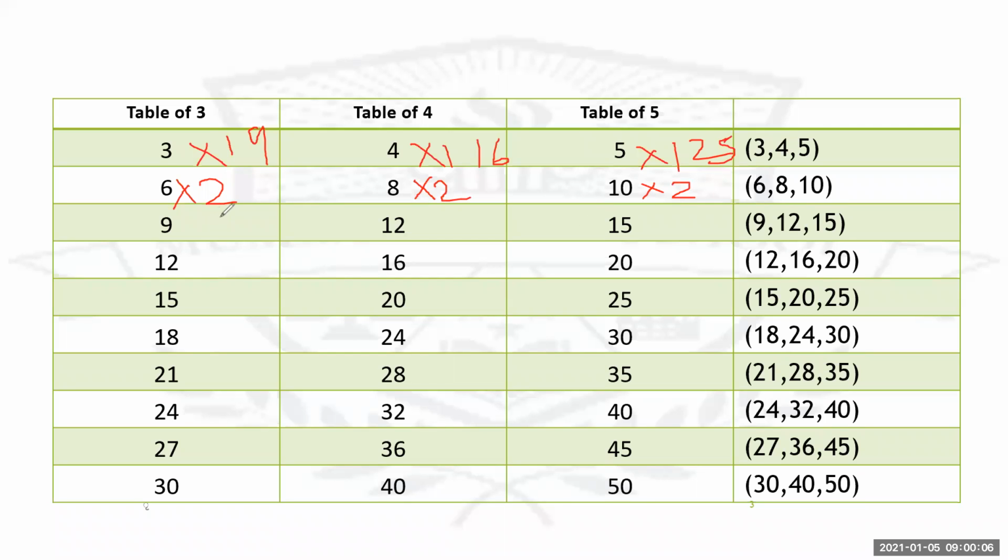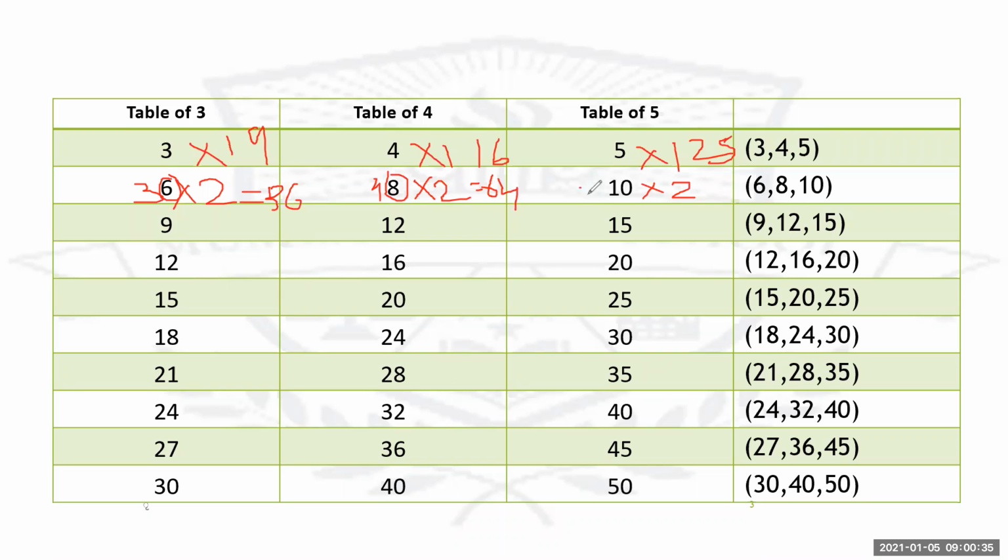When you multiply this with 2, so 6 into 2 is what? Sorry, not 6 into 2, it is 3 into 2. 3 into 2 is 6. So the square of 6 is 36. Again, the same. Check, it is the table of 4. So 4 into 2 is 8. So it is 64.